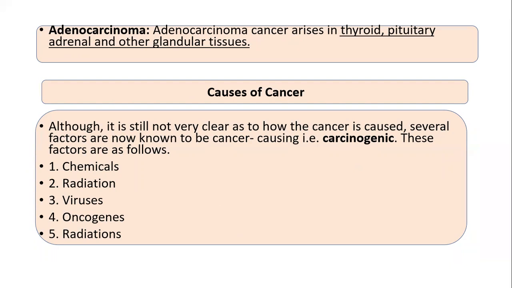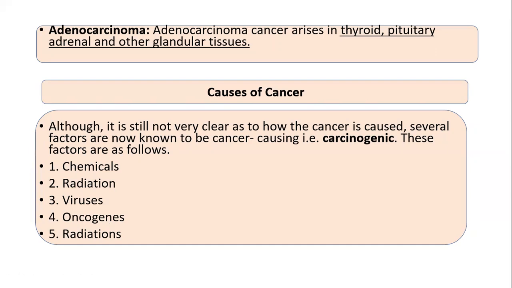Next comes causes of cancer. So those factors which cause cancer are called carcinogenic agents. They are known as carcinogenic factors or carcinogenic agents. You can see these are the factors, 4 factors you have to remember: chemicals, radiations, viruses, and oncogenes. These are the 4 factors which cause cancer.